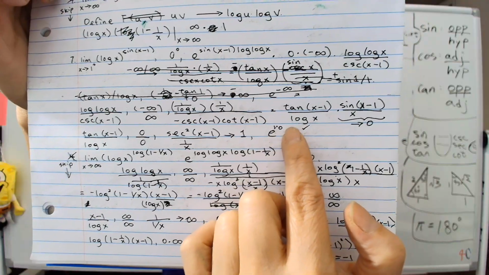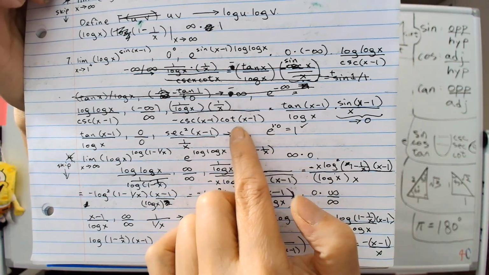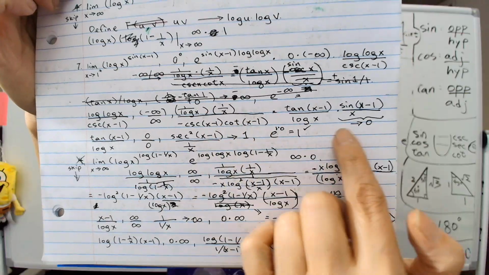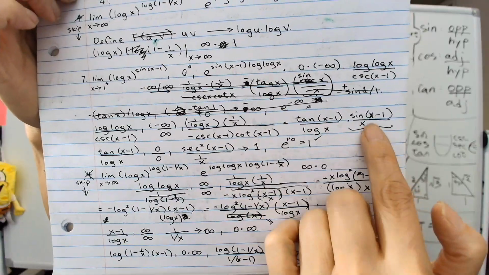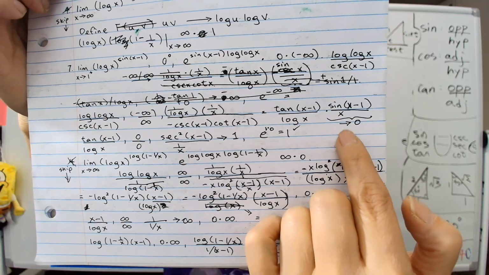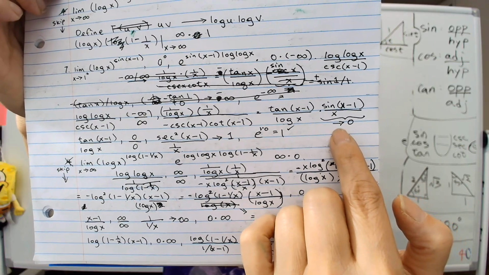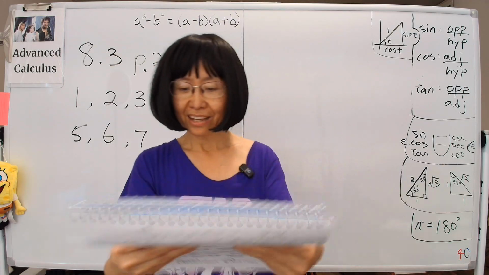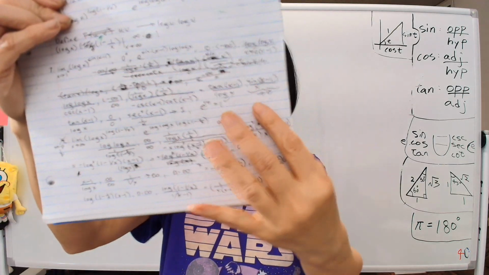Out of this mess we got cosecant turning into sine on top, and we have sine x minus 1 over x, which goes to what? Give me a second here. Okay. The reason I look confused is because I thought x was going to 0.